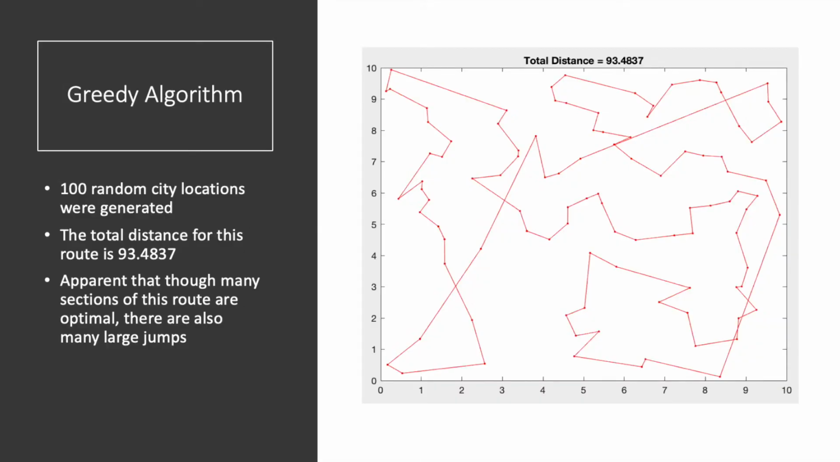After 100 city locations were randomly generated, using the greedy algorithm, the most optimal route found was about 93 length units. Though many sections of this route look optimal, there are a few very large jumps.